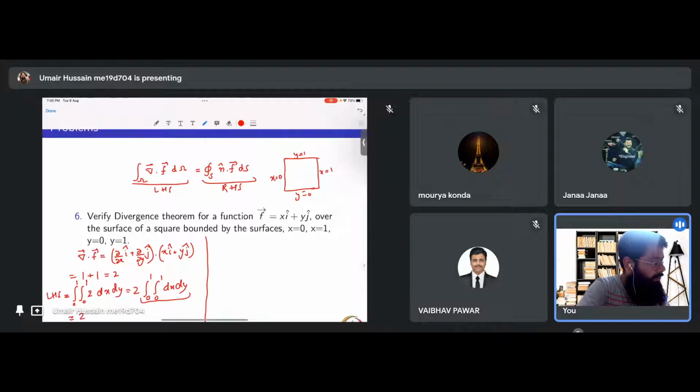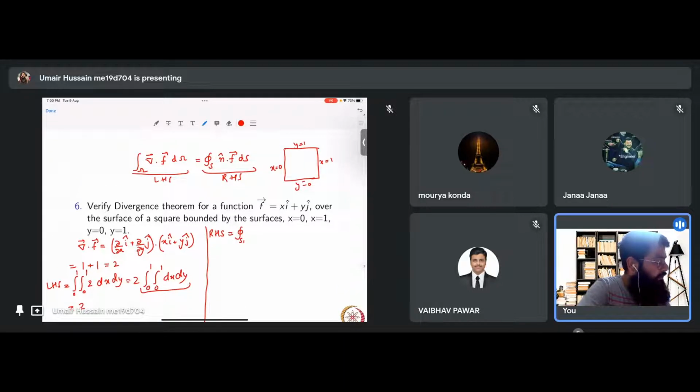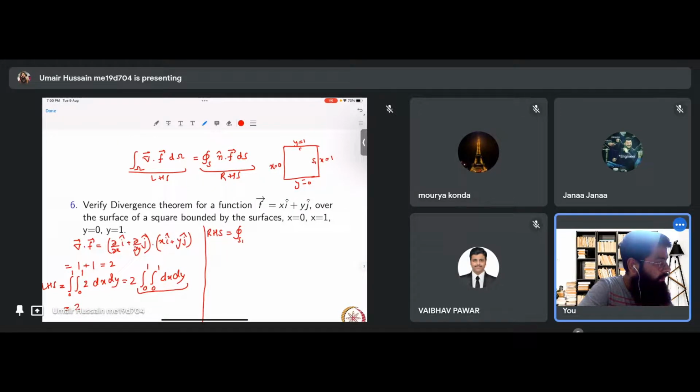Now we follow the same for the right hand side. So the right hand side is basically a complicated surface, not too complicated, but we can break it down into 4 surfaces. So for surface 1, what would n be? It is basically the normal to the surface. So here this normal would be i cap. Here the normal would be j cap. Here the normal would be minus i cap. Here the normal would be minus j cap.